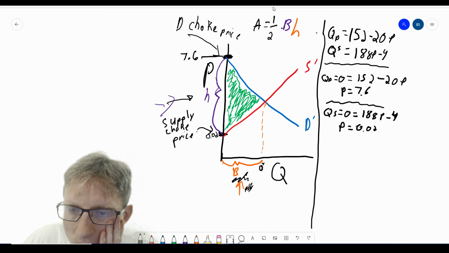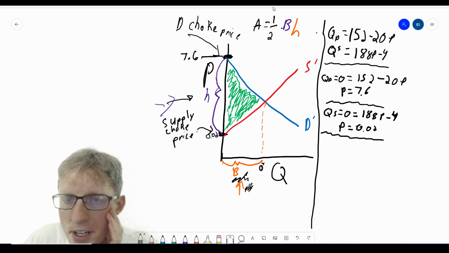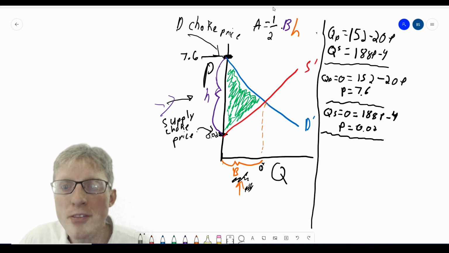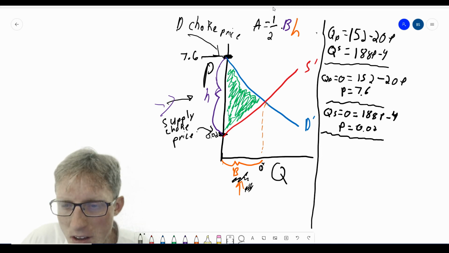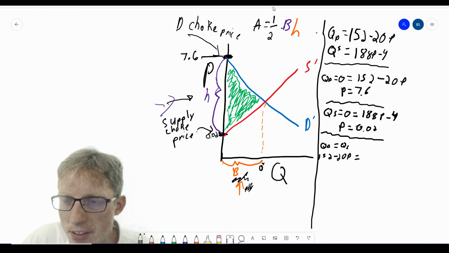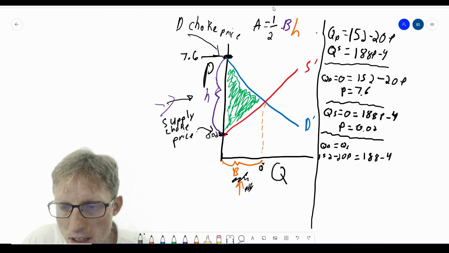Okay. And the last piece of information we need before going to plug these into the area of the triangle is the equilibrium quantity. Okay, so to get that, we're going to set quantity demanded equal to the quantity supplied, where the quantity demanded is equal to 152 minus 20 times price, and the quantity supplied is equal to 188 minus 4. Okay.